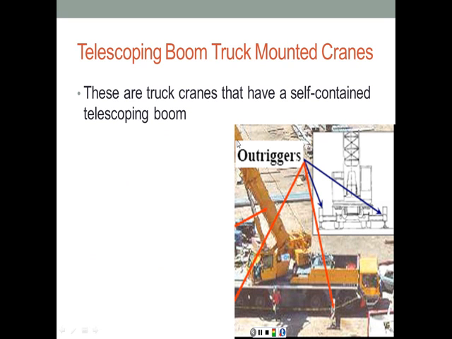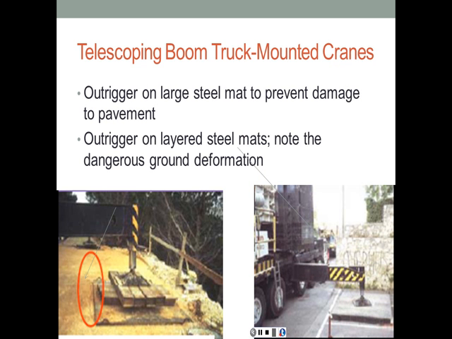And here's the telescoping boom. These are truck cranes that have a self-contained telescoping boom. Here is the outrigger on a large steel mat to prevent damage to the pavement, so you can have a wide steel mat, or something like this. And here is the outrigger on layered steel mats. Note the dangerous ground deformation.